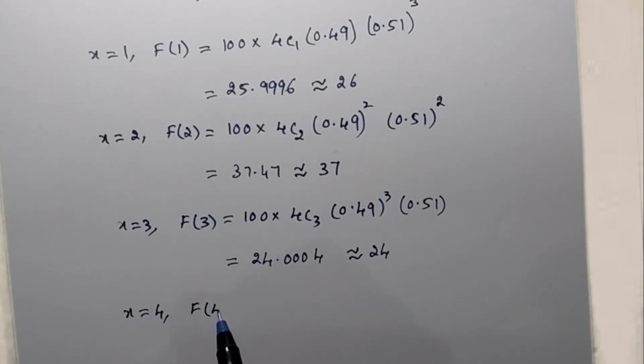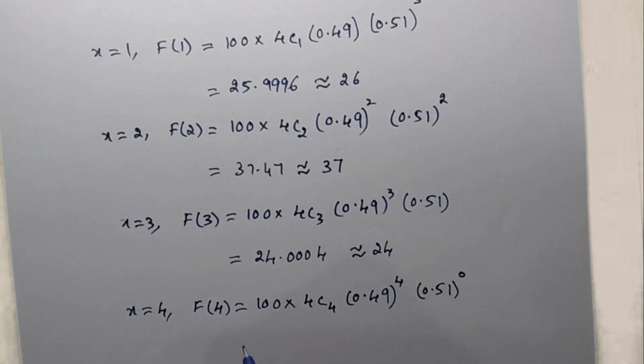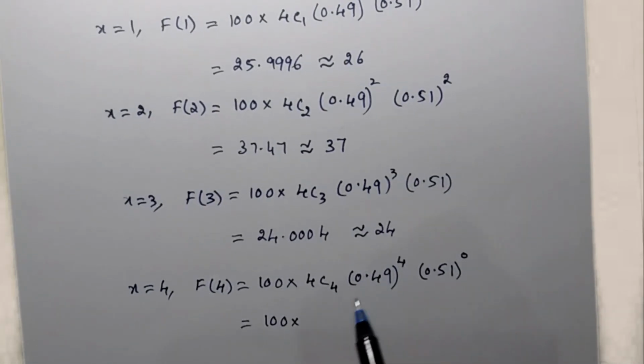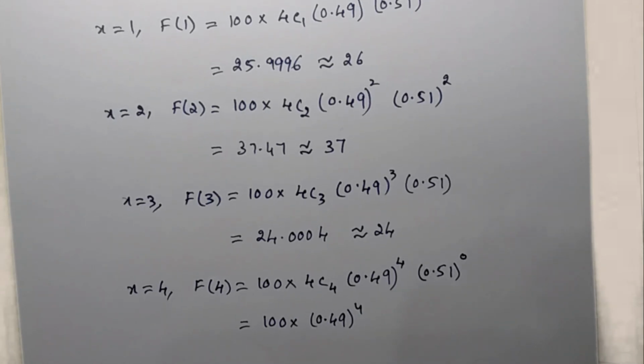So therefore f of 4 will be equal to 100 times 4C4 into 0.49 to the power of x, where x is 4, into 0.51 to the power of 4 minus 4, which is 0. So we have 100. We know 4C4 will be 1 itself, or you can use the calculator. This is 1. So 1 into 0.49 to the power of 4 will be so much only. 0.51 to the power of 0 will be 1.